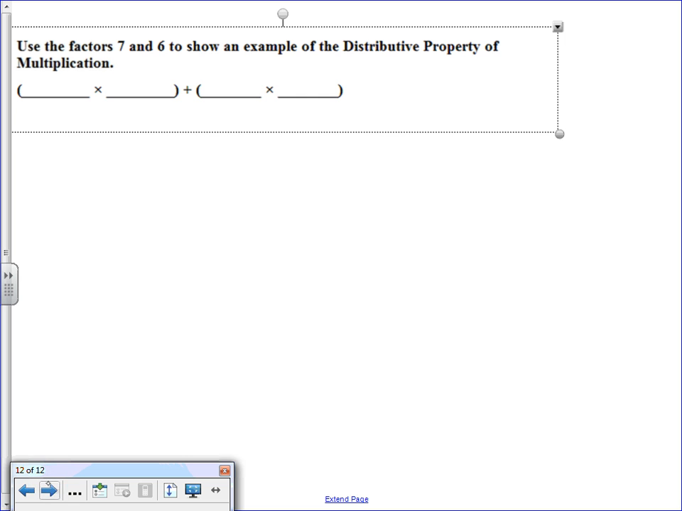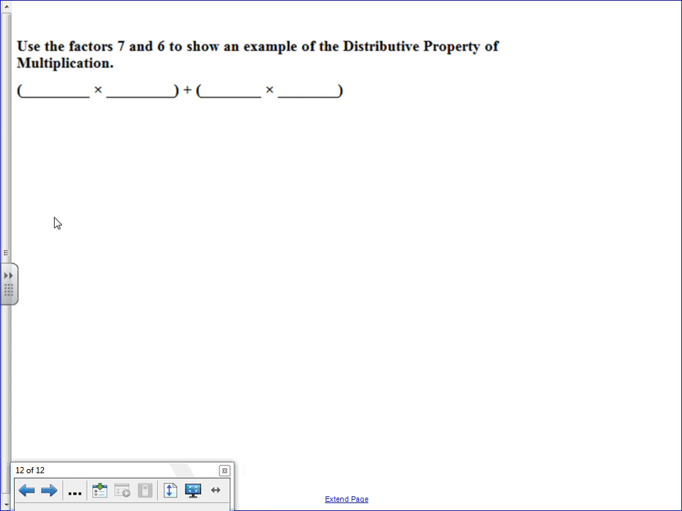Excellent job. Last one. Use the factors 7 and 6 to show an example of the distributive property of multiplication. Everybody do it now. Reread it. It's right there. So you're choosing one factor to leave as it is. So you're either going to multiply 6 or 7 by one of those factors broken up into 2. So your choice. Think of which one you're better with multiplying, and then make your decision.